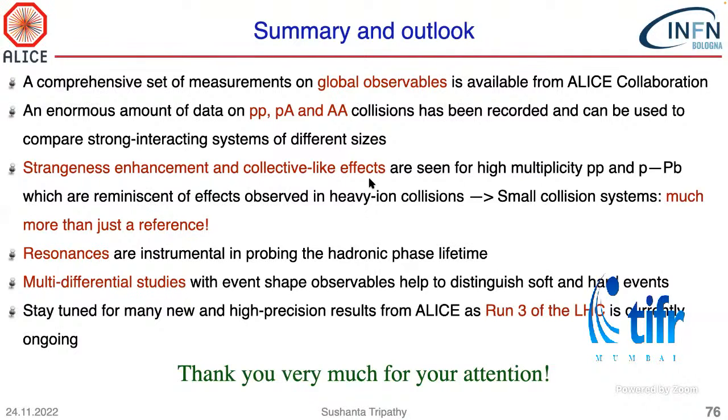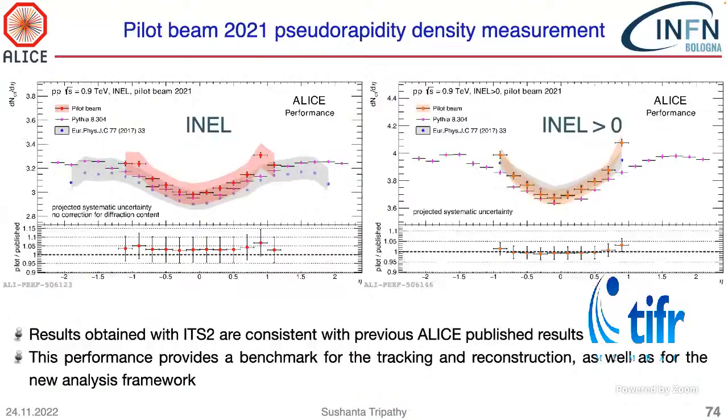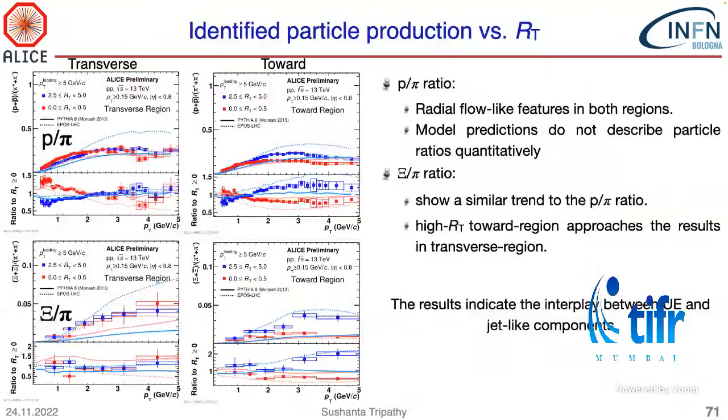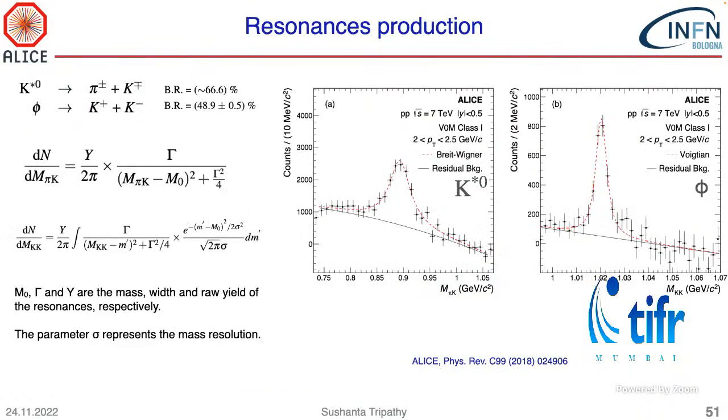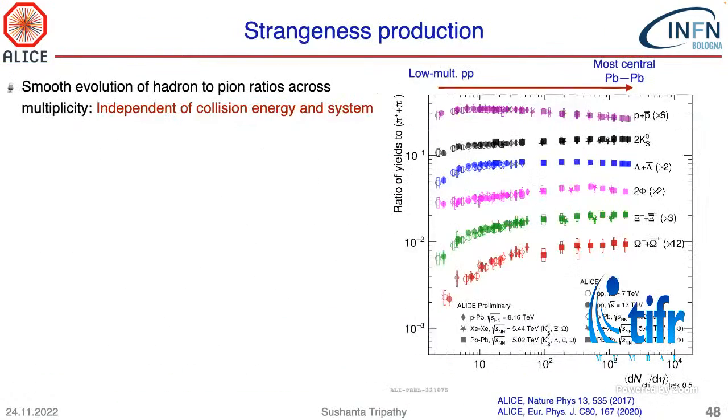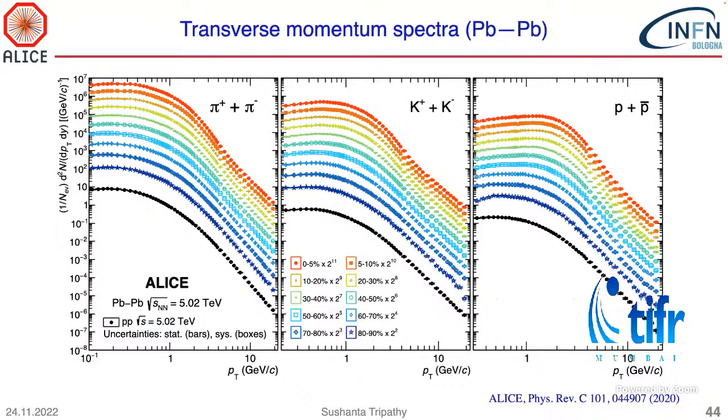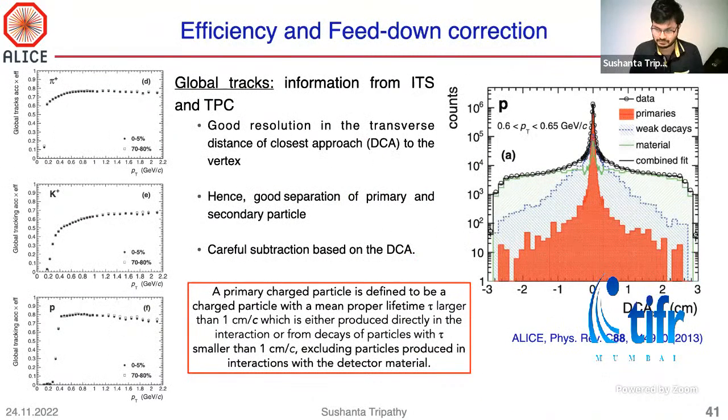Yeah. So thank you, Sushant, for this very nice comprehensive talk. I have a question on your slide 41. So how do you do this feed down correction in ALICE? Is it driven by the data, or driven by the models? There are two ways you can do feed down. Could you elaborate a little bit on it?